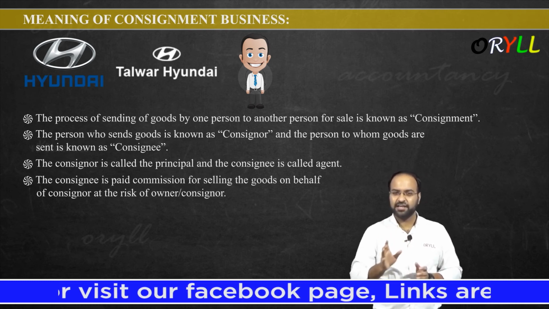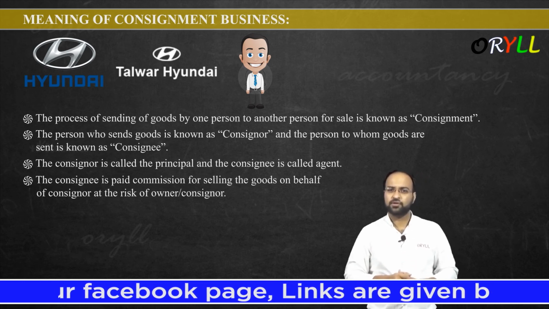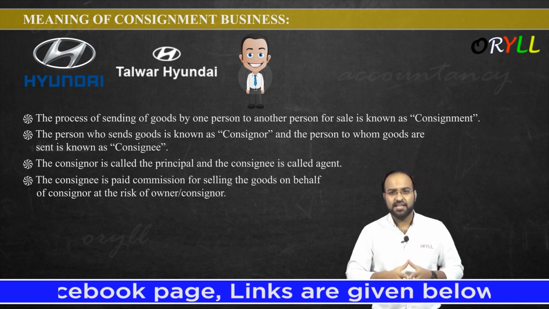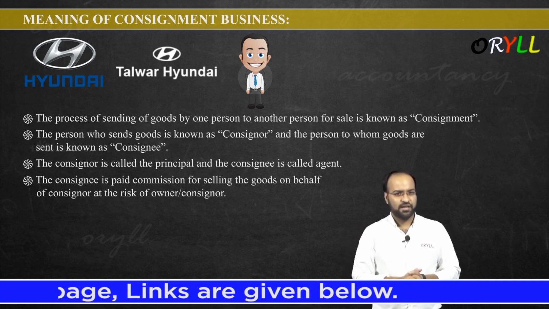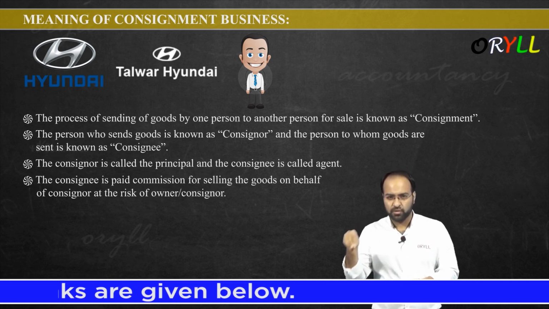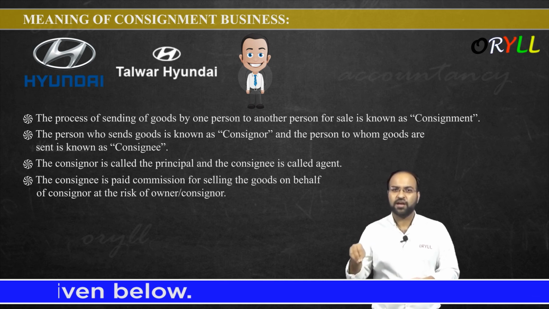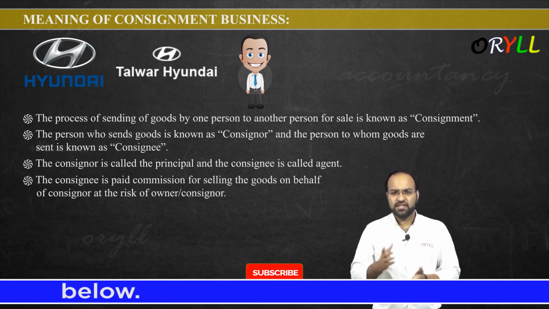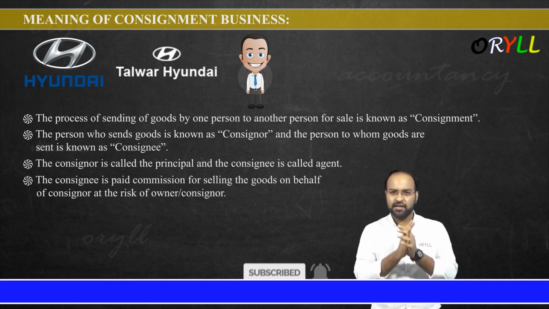And not the consignee. It means, sir, this risk will be borne by Hyundai and not by Talwar Hyundai. So hence I am saying here, the consignee is paid commission for selling the goods on behalf of the consigner. So consigner will be paying commission to whom? To the consignee. Hyundai company will be paying commission to Talwar Hyundai. And why? Because, sir, he is selling the goods here, yes or no? So this you have to keep in mind at any cost.